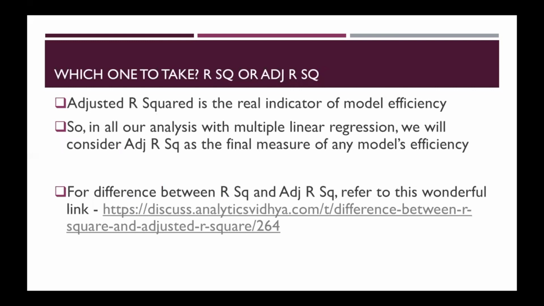Now which one to take, R squared or adjusted R squared? Adjusted R squared is the real indicator of model efficiency, as we just discussed. So in all our analysis with multiple linear regression, we will consider adjusted R squared as the final measure of any model's efficiency.